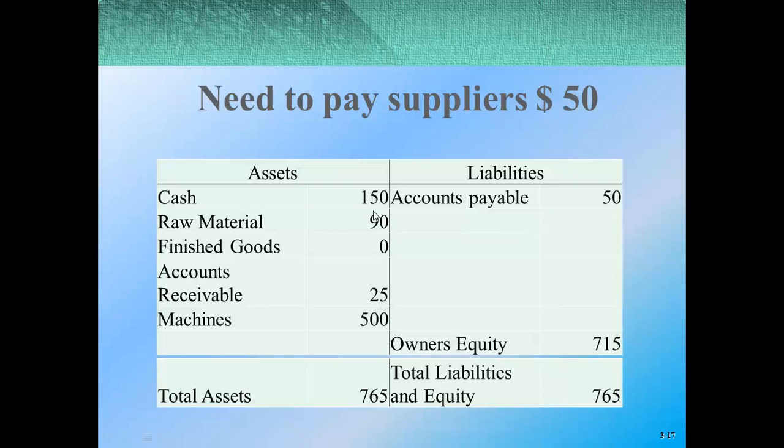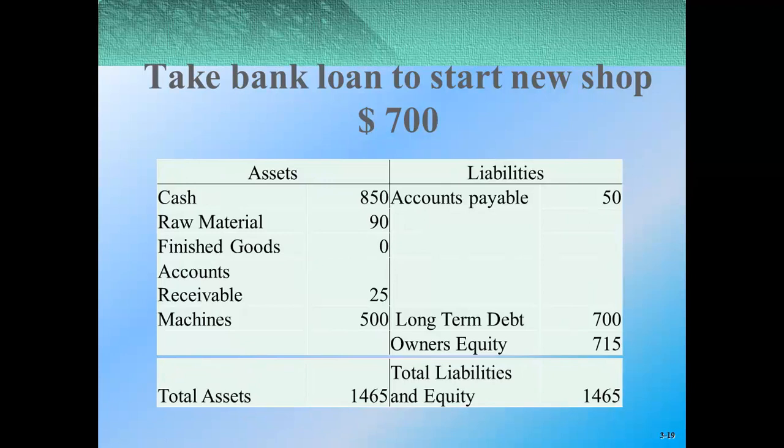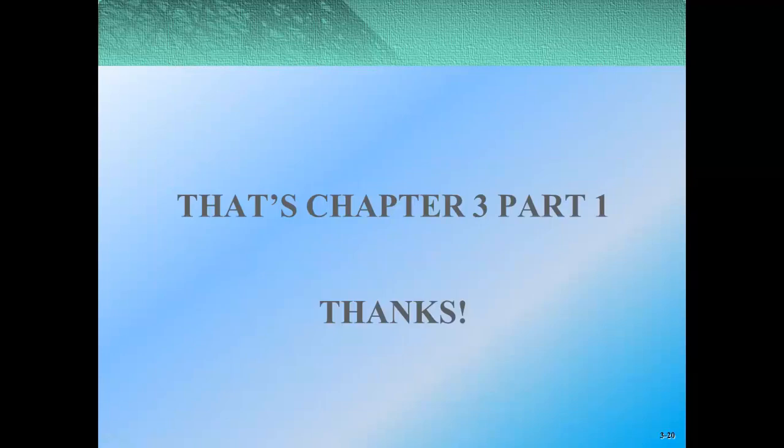Here is where we borrow the $700. So the cash becomes 850. And now we have a loan here in liabilities, which is 700. So let's see that. Here we go. So there's a long-term debt for 700, and our cash has gone up by 700. The total size of assets is 850, and 90 is 940, plus 25 is 965, plus 500 is 1465. Again, the size of the assets equals the size of liabilities and owner's equity. That's chapter 3, part 1. Thanks for listening.